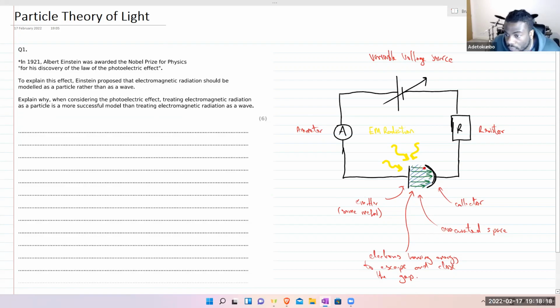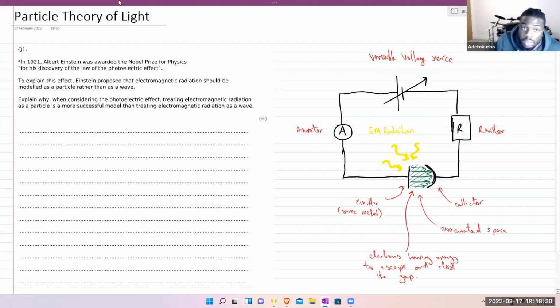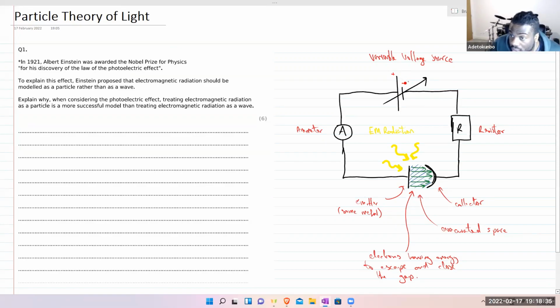The reason this variable voltage source was here is to measure the maximum kinetic energy of the electrons. This is made stronger and stronger. This is the positive side, and this is the negative side. Let's say the electrons were coming this way. This voltage source would be made stronger and stronger to repel the electrons and see at which voltage we do not get any electrons anymore. That voltage will give us information on the maximum kinetic energy of the electrons.